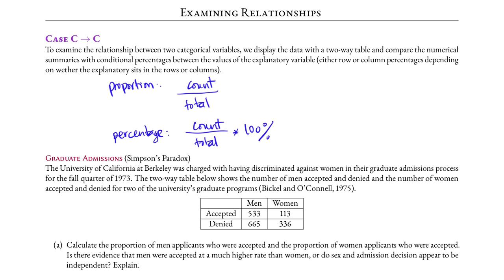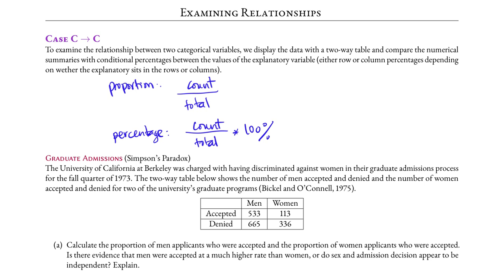When examining the relationship between a categorical variable and another categorical variable, we will construct a two-way table supplemented by the proportions or the percentages. For example, the University of California at Berkeley was charged with having discriminated against women in their graduate admission process for the fall quarter of 1973. So this is old data, but this is a case study.